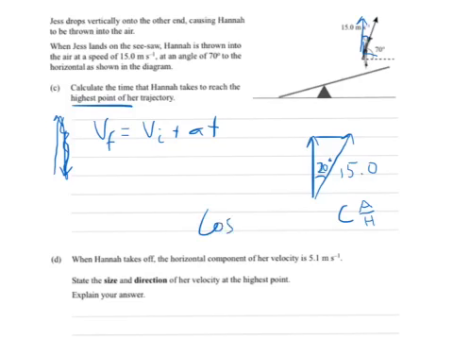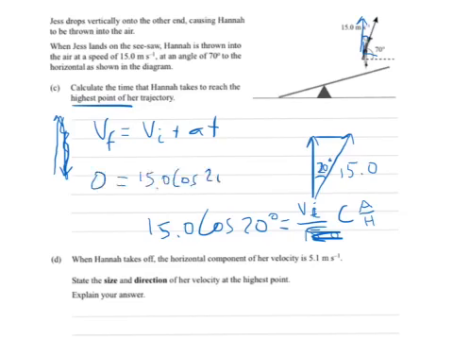Cos 20 degrees equals the adjacent, which is what we're trying to find, which is VI, over the hypotenuse, which is our 15.0. So 15.0 cos 20 equals VI. VF equals 0 at the top, so 0 equals 15.0 cos 20 degrees plus AT, because we're trying to find the time.